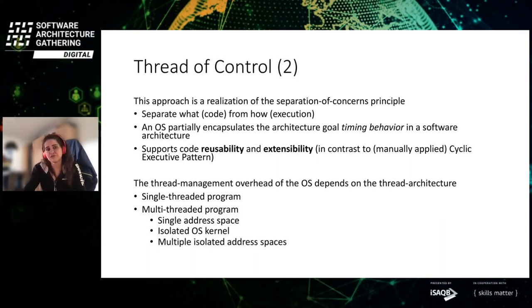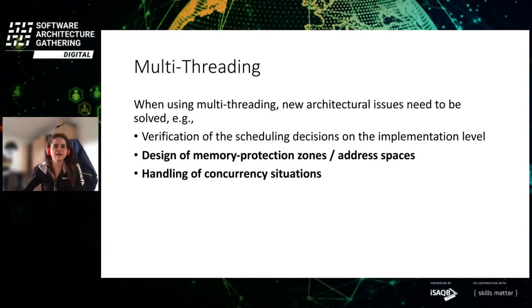And the thread management itself, of course, depends again on the thread architecture. You have the single-threaded program in contrast to the multi-threaded program, and on these various kinds of isolation constellations, of course, cost. And this multi-threading itself, you could say, leads to new architectural issues that need to be solved. For example, you have to verify that your scheduling decisions are correct also at the implementation level.